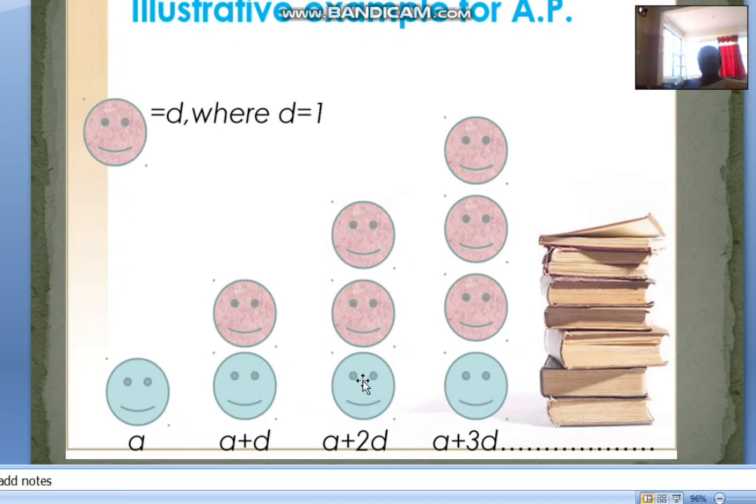Like that, A plus 2D will be the third term. This is A, and these are 2 D's. You add 2 D's, then you will get the third term. Like that for the fourth term, A, you add 3 D's, and then you will get the fourth term. Like that you can get the last term also.